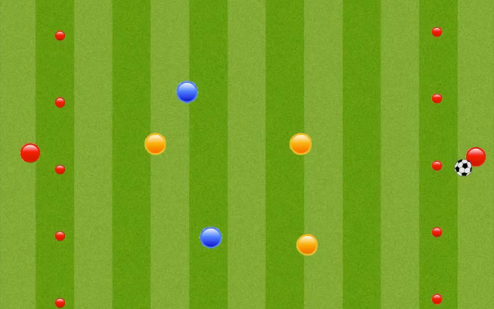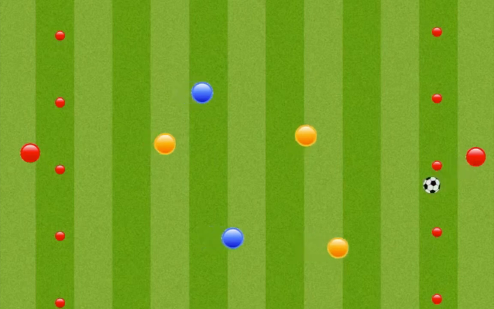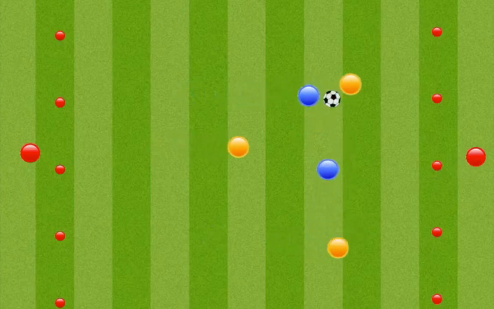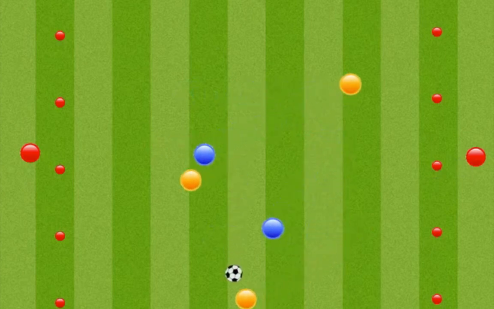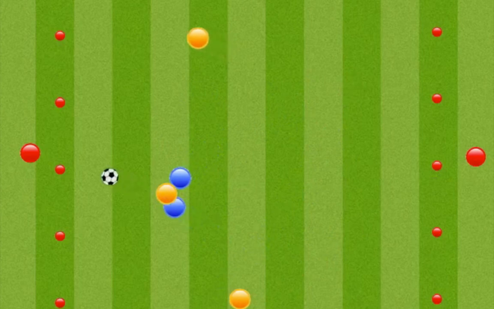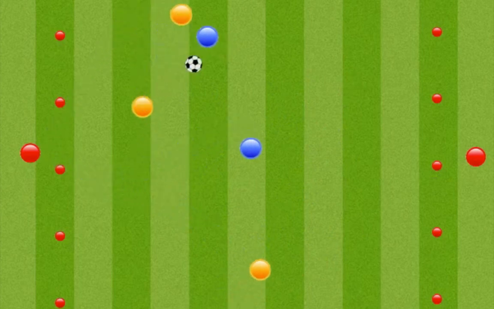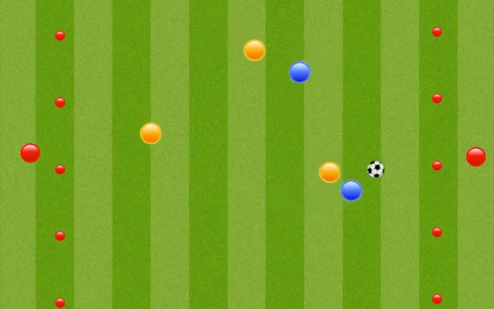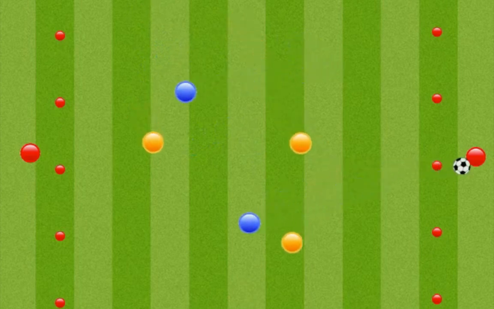So what we're focusing on here is having two teams against each other, and the way to score points is actually by completing passes to a target player. So whichever team is in possession of the ball, their job is to make 2, maybe 3 or 4 passes amongst themselves while the ball's in play.